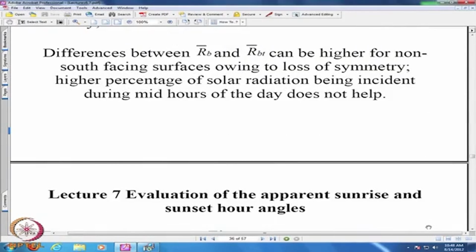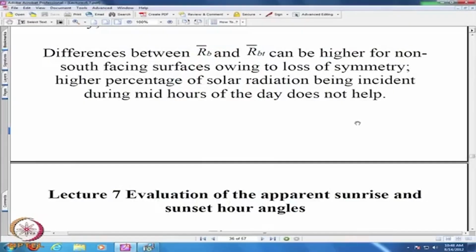And if the surface is non-south facing, the symmetry is broken and you may not have the uniformity, and people have found that there will be some significant, rather appreciable differences between terrestrial values and the extraterrestrial values.